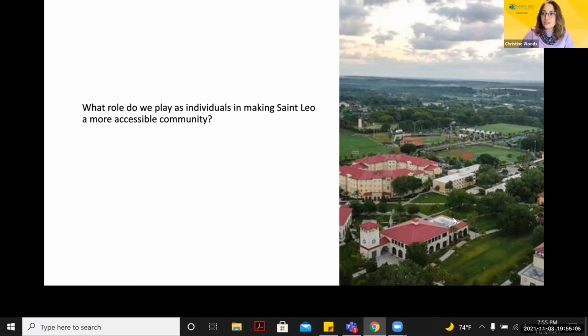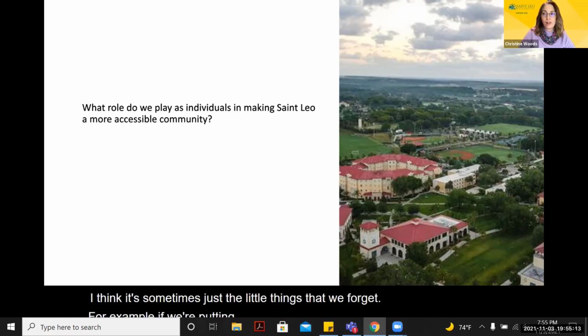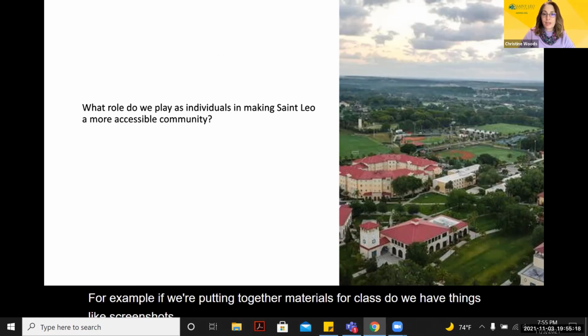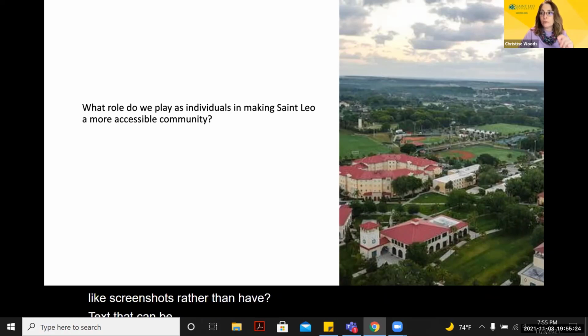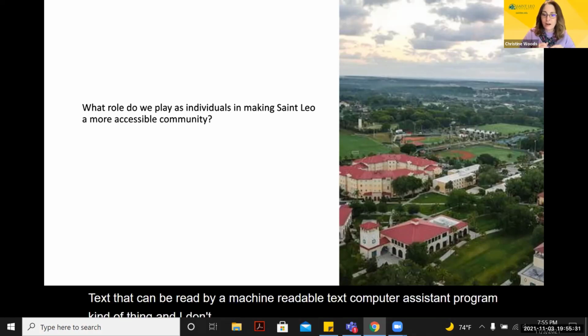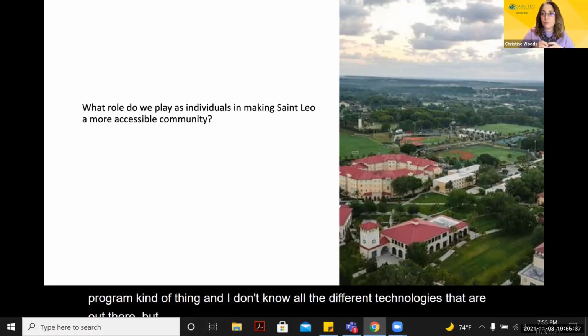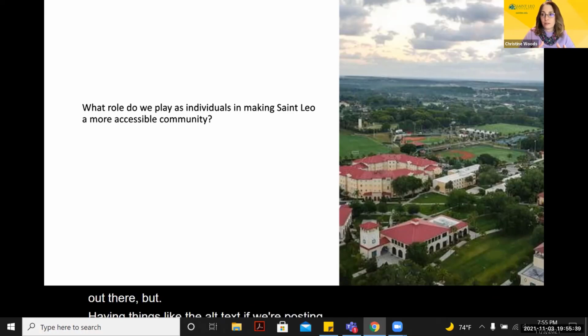I think it's sometimes just the little things that we forget. For example, if we're putting together materials for a class, do we have things like screenshots rather than text that could be read by a machine-readable, computer assistive program kind of thing? And I don't know all the different technologies that are out there, but having things like the alt text, if we're posting a video, making sure that it's been transcribed.